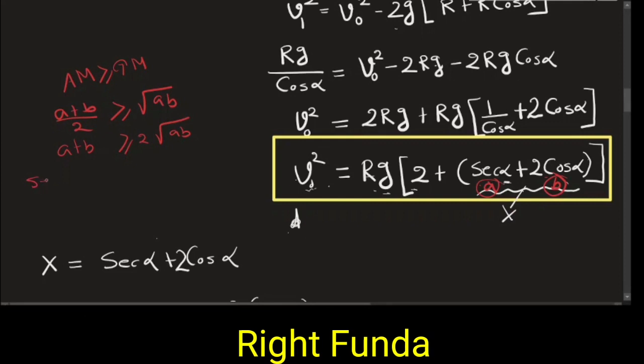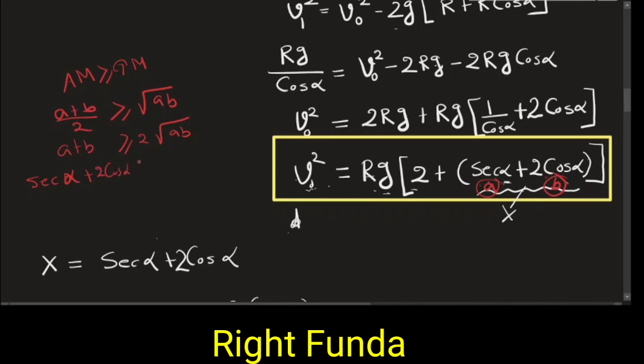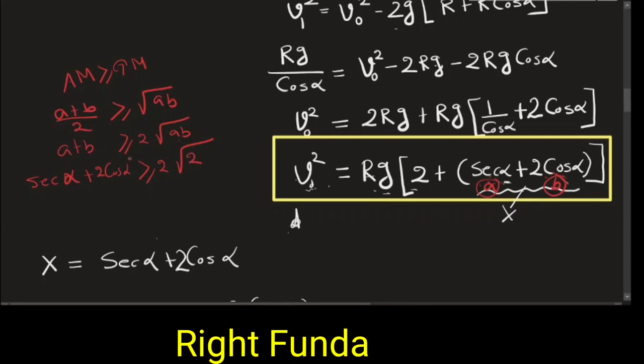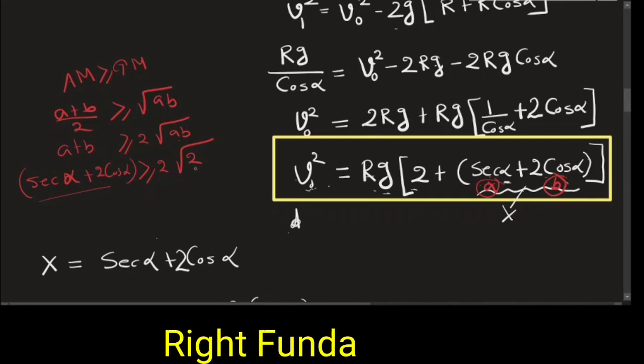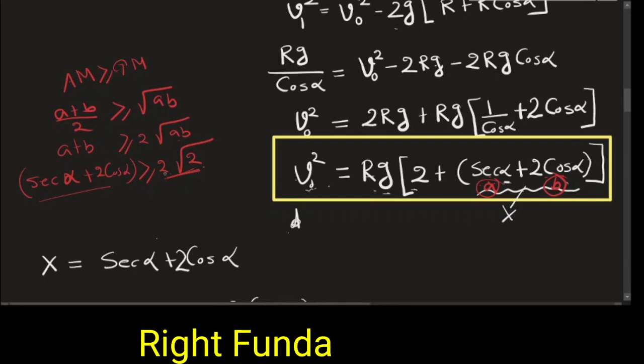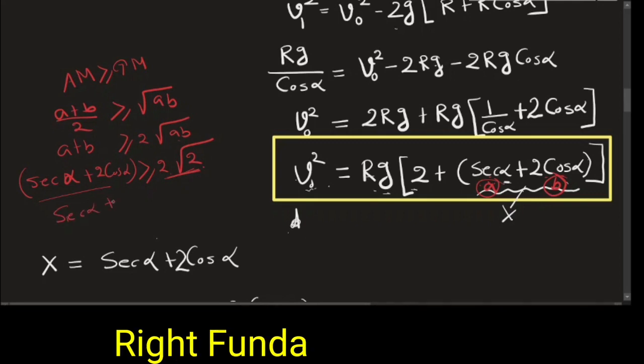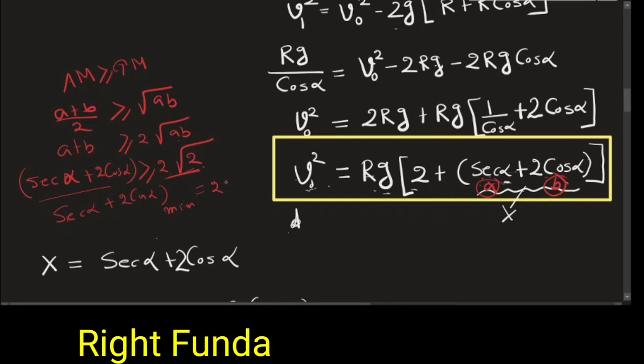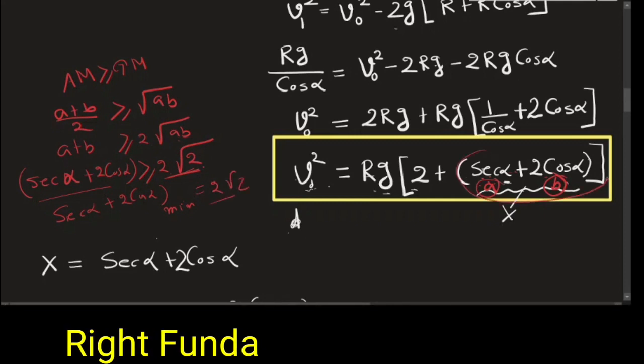So I got here secant alpha plus 2 cos alpha has to be greater than or equal to 2 root of the product of a and b. We multiply secant alpha and cos alpha, the product equals 1, so it equals 2. So we got that this quantity has to be greater than or equal to 2 root 2. This is the minimum value of secant alpha plus 2 cos alpha, which should be equal to 2 root 2. So we found the minimum value of this.